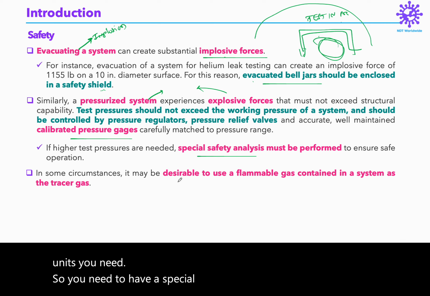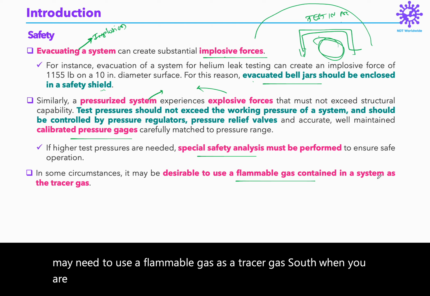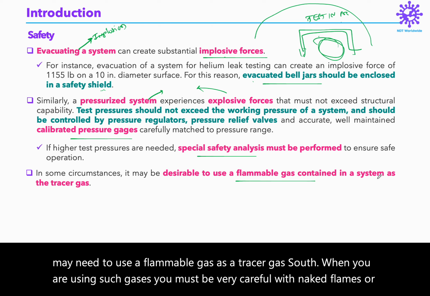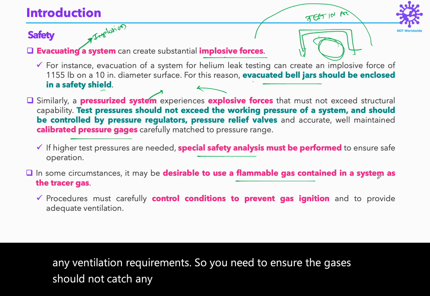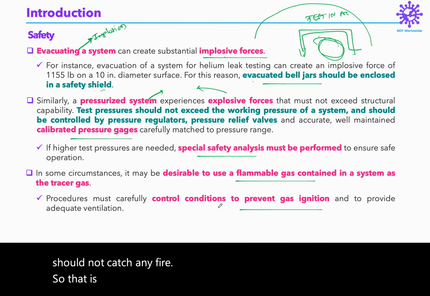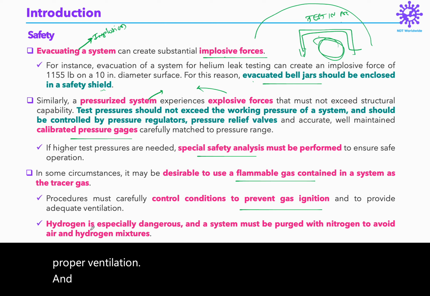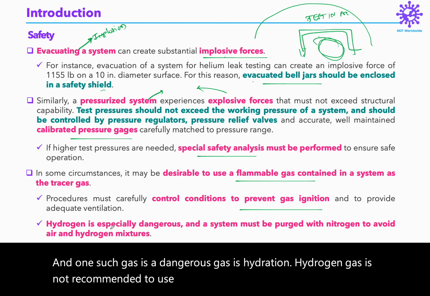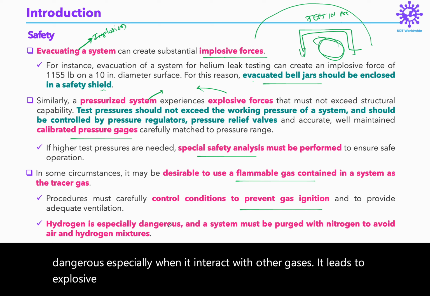In some circumstances you may need to use a flammable gas as a tracer gas. When you are using such gases, you must be very careful with naked flames and ventilation requirements. You need to ensure the gases do not catch fire, so prevent gas ignition and ensure proper ventilation. One such dangerous gas is hydrogen. Hydrogen gas is not recommended as a tracer gas. Why? Because it is very dangerous, especially when it interacts with other gases, it leads to explosions.